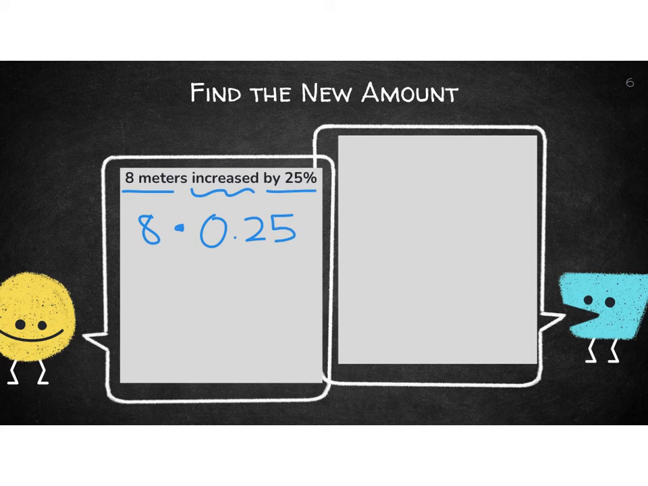25 hundredths, or a quarter, of 8 is 2. That only tells us the amount that was increased. So to find the new amount, we would take the original amount, 8 meters, and add the 2 meters that it increased for a total of 10 meters, which would be the new amount.